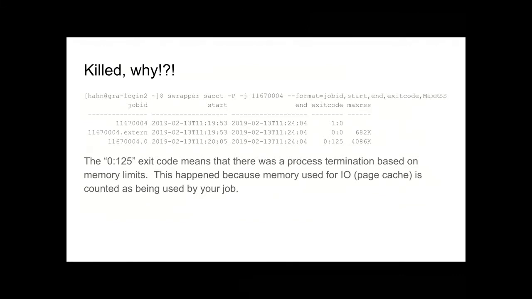In this case, the memory was not explicitly used by the program, but implicitly used for caching IO by the kernel. This page cache can be an issue if your job does a lot of IO. And if that's the case, really the only solution is either to change the way you're doing the IO, so it's essentially done slower, or to ask for more memory.